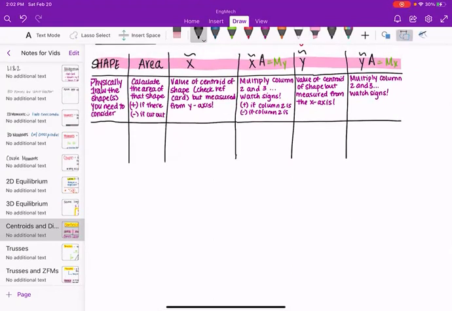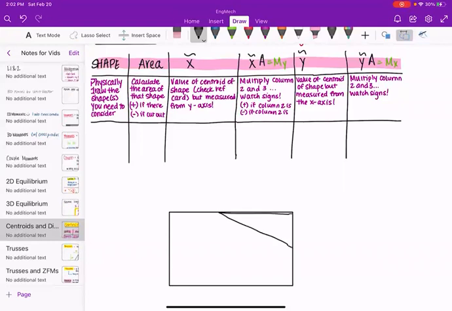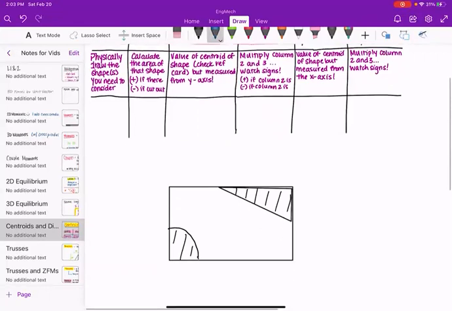And I believe the shape you were given on the practice worksheet was some sort of shape like this, right? Where essentially the rectangle itself was the positive area, but these were both cutouts. So the triangle and the quarter circle were cutouts. And it basically said find the location of the center of area of this shape, right?